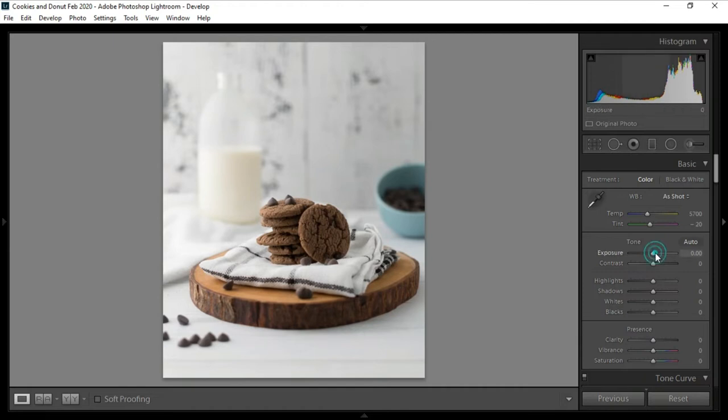Brighten the exposure to plus 0.2 and reduce the contrast to minus 15. Bring down the highlight to minus 100. Increase the shadow to plus 65. Strengthen the white to plus 25. And black to minus 30.